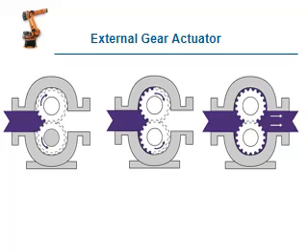See, this is an external gear actuator. Actually there are two gears available. One is an idle gear, another one is coupled to a shaft. The shaft is where we need rotary motion, and that shaft is connected to this gear. The high pressurized oil enters into this casing.